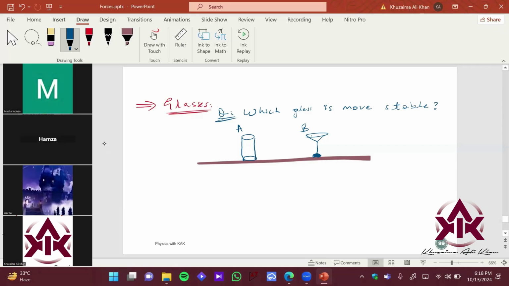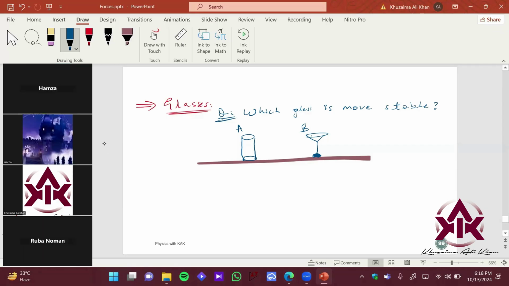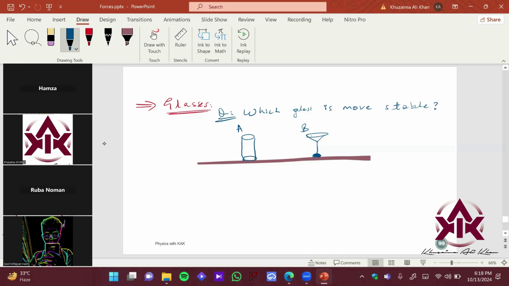Why is the answer A correct? So, Ruba? Because glass A has a wider base area and stability depends upon the base area. So glass A has a wider base area, so it will be more stable, whereas glass B has a smaller base area. That's why it's going to be less stable as compared to glass A. Okay, good. So, everything comes to the point of center of gravity, right? So, center of gravity can be affected. Yes, Hamza? Any question?